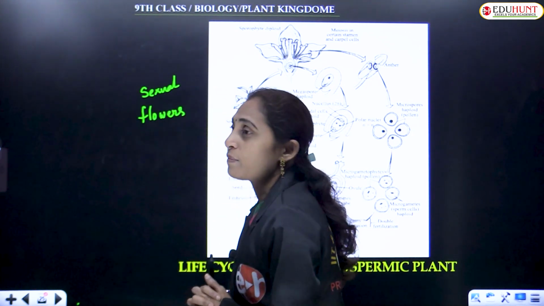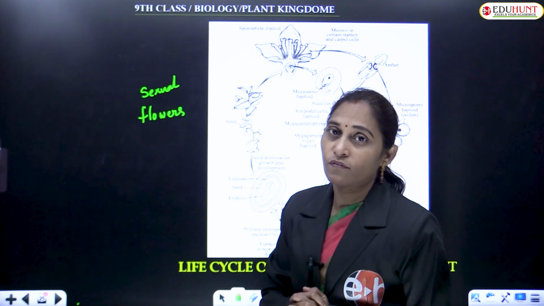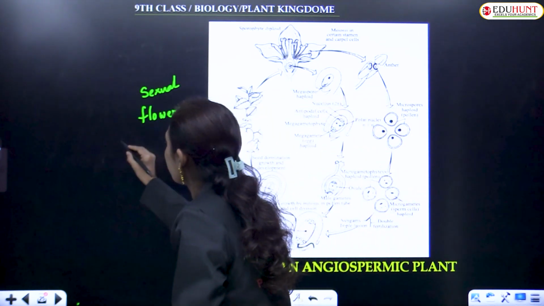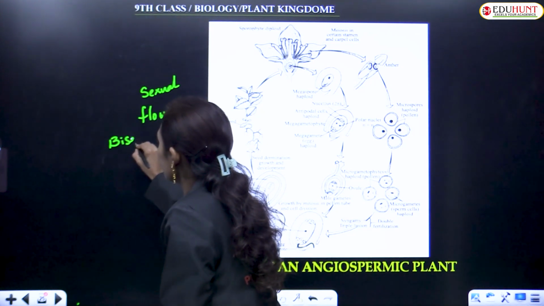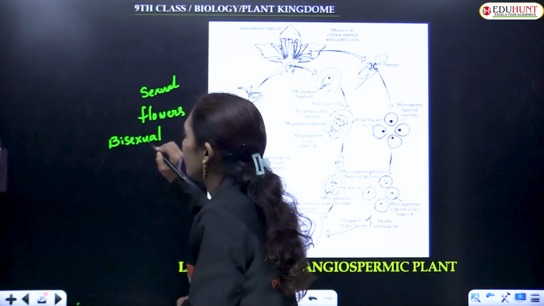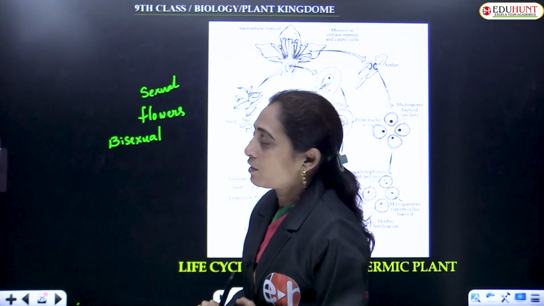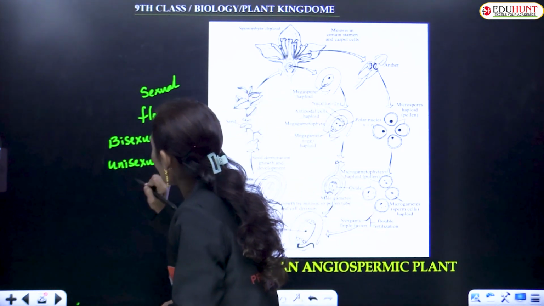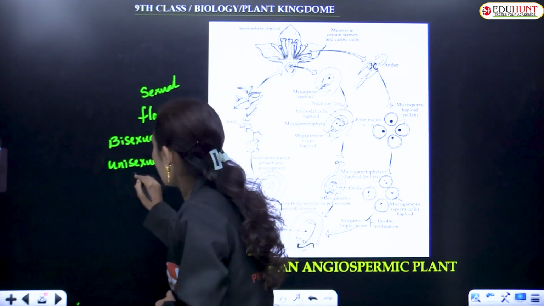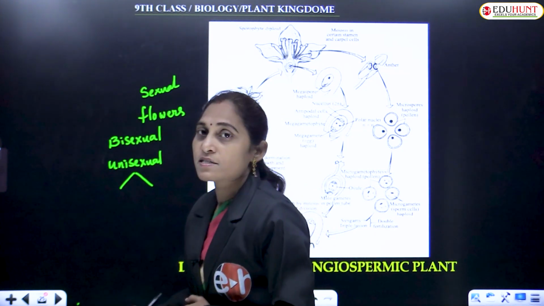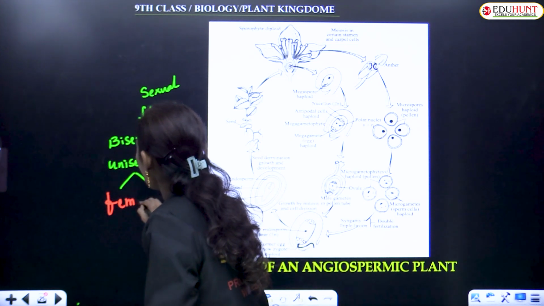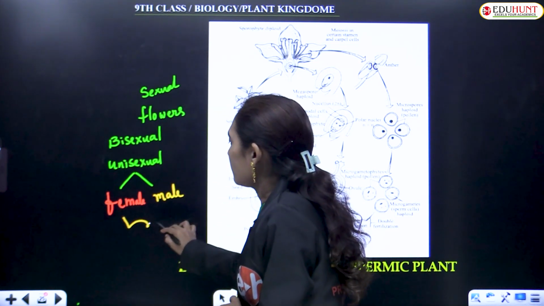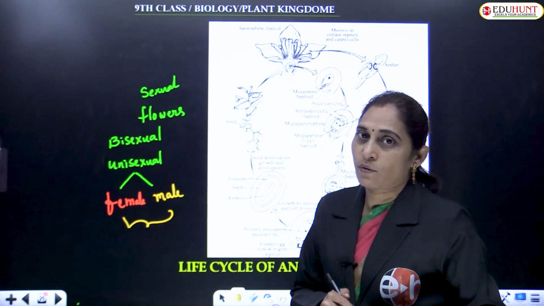And we have also mentioned the various types of flowers. The flowers may be bisexual and they may be unisexual. In case of unisexual, the flowers are female or male. These are the two unisexual flowers.